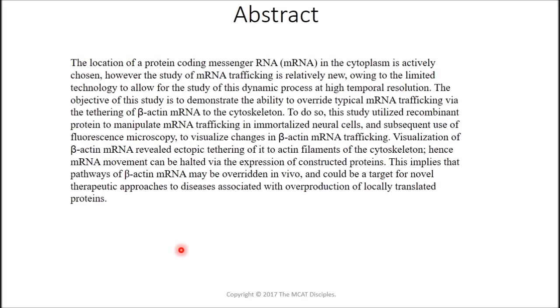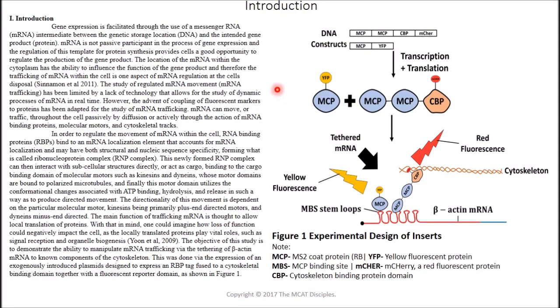This implies that pathways of beta-actin mRNA may be overridden in vivo and could be a target for novel therapeutic approaches to diseases associated with the overproduction of locally translated proteins. That's implications. Okay. Now, we have to go through this as well, because this is essentially what we're going to be going through in this lecture. We're going to be going through what I did as an undergraduate in the lab. And that'll be your segue point into understanding research-based passages.